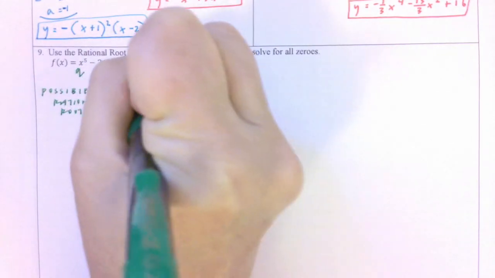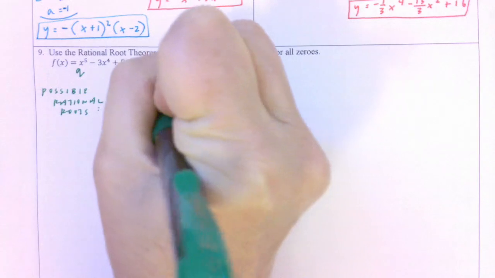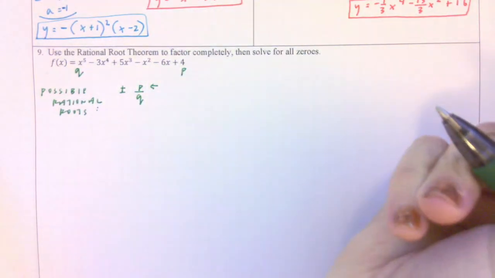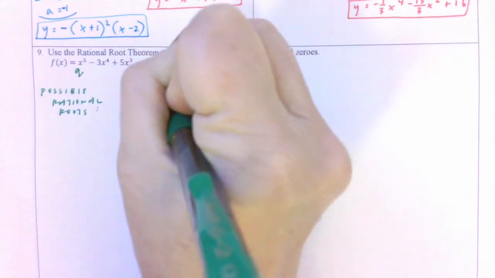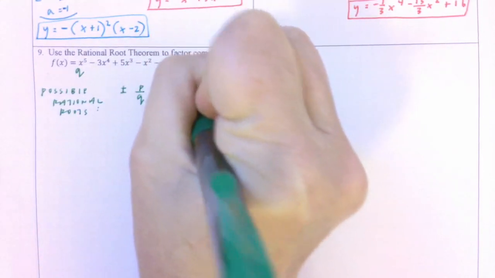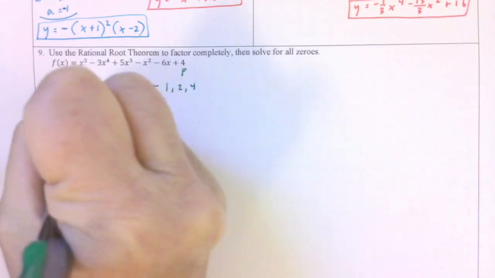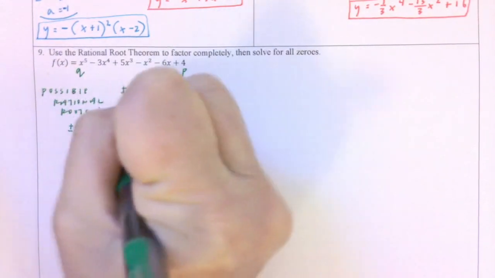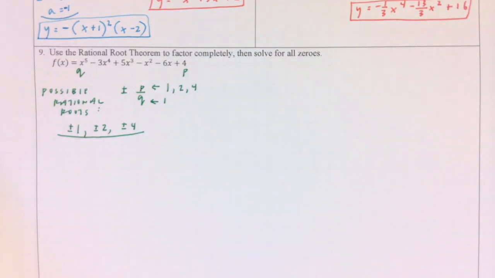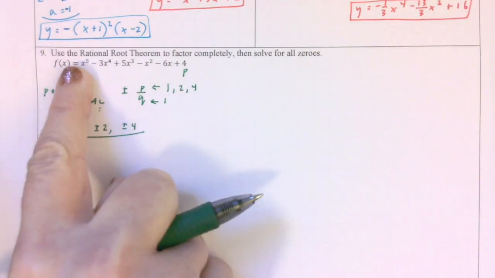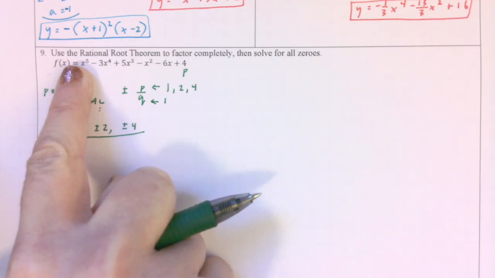Right, so plus or minus P over Q. We need our factors of 4 and our factors of 1. So 1, 2, 4, 1. So plus or minus 1, plus or minus 2, plus or minus 4. That's not a big list, but remember that we're going to have 5 total zeros. It's just that we might have a multiplicity of 2, maybe a multiplicity of 3 that we have to account for.